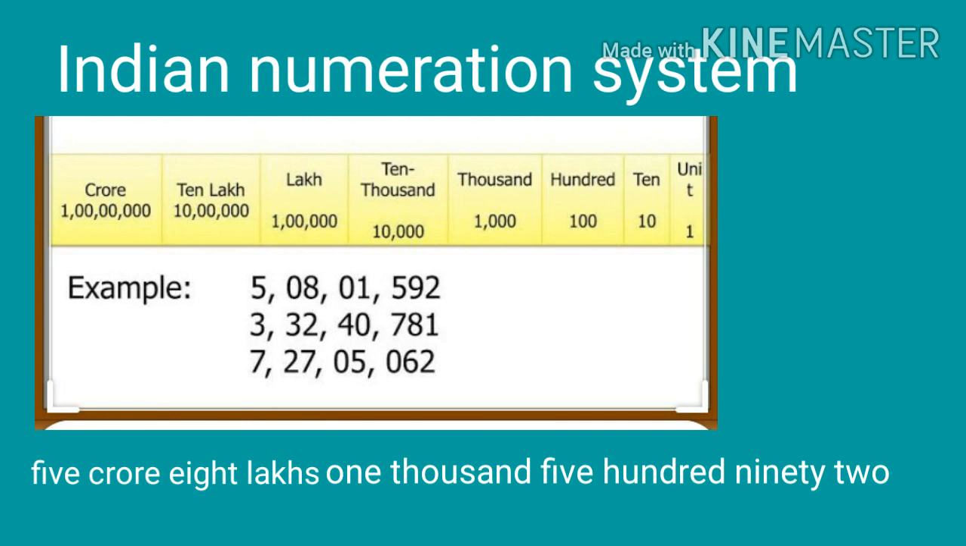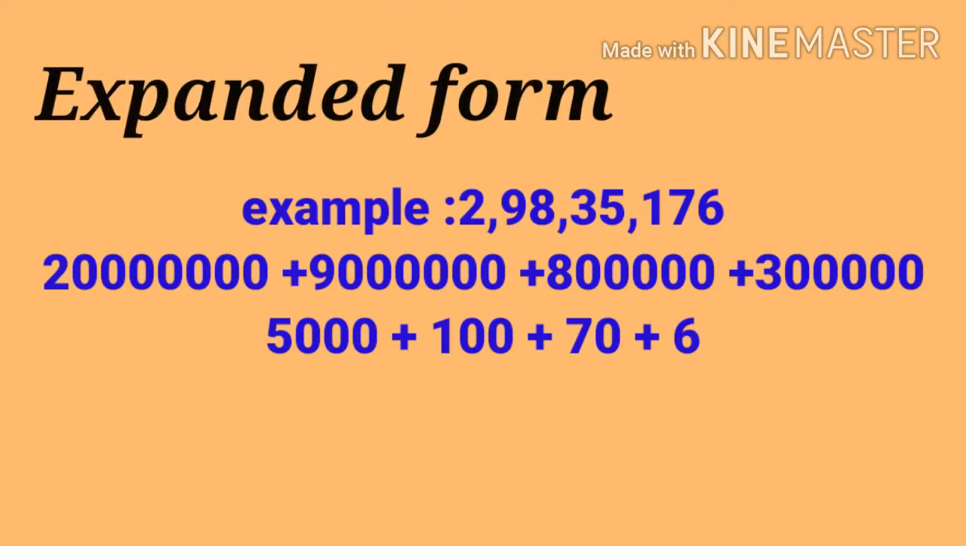In the Indian system, there is a comma after every 3 places, that is the last places: unit, tens, ones and 100, then a comma, then 1000, 10,000, lakh, 10 lakh and crore. See how to write the number: 5 crore, 8 lakh, 1592. Now see the expanded form of the Indian numeration system.